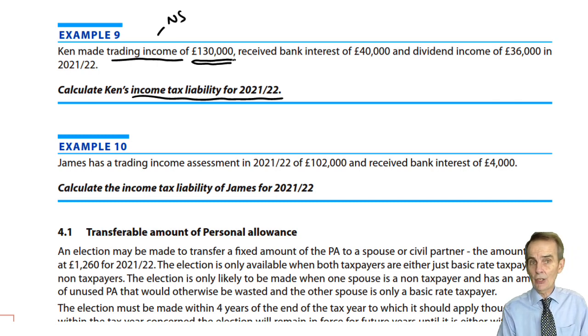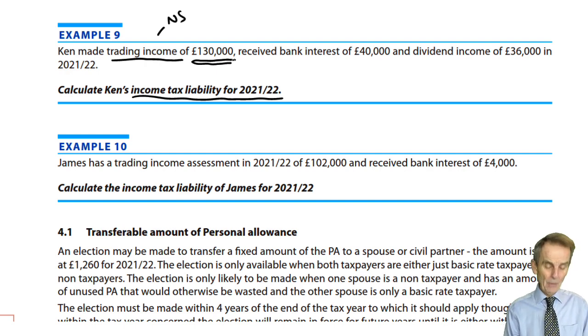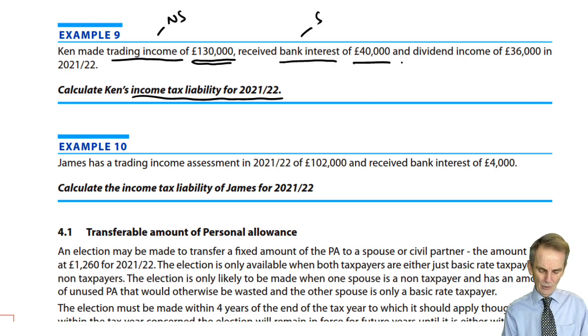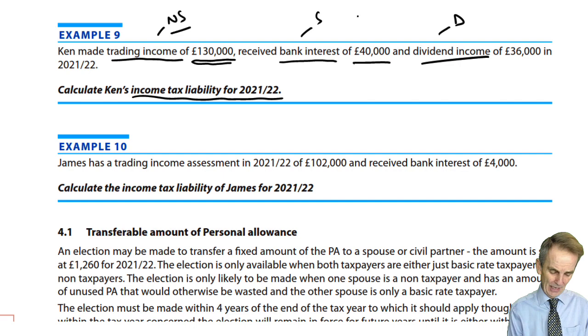Well, there aren't any such payments made, so we already know that the personal allowance will be 0. But we've got a lot more income. We've got bank interest, i.e. savings income, of £40,000. We've got dividend income, obviously dividend income, but non-savings, savings and dividend income.